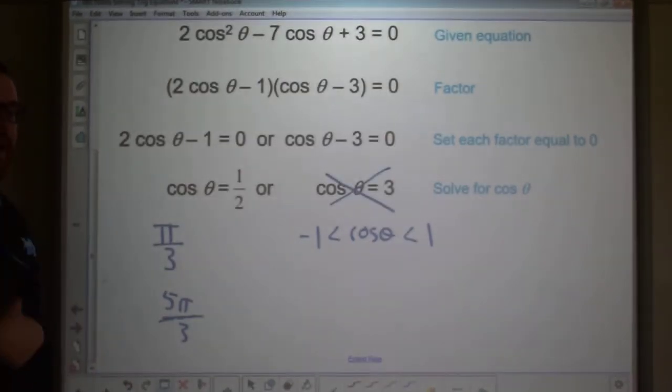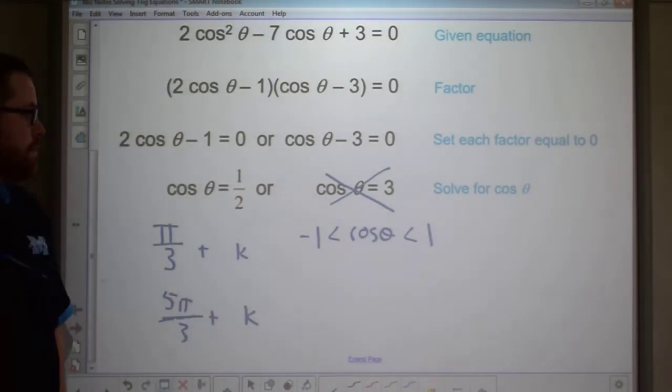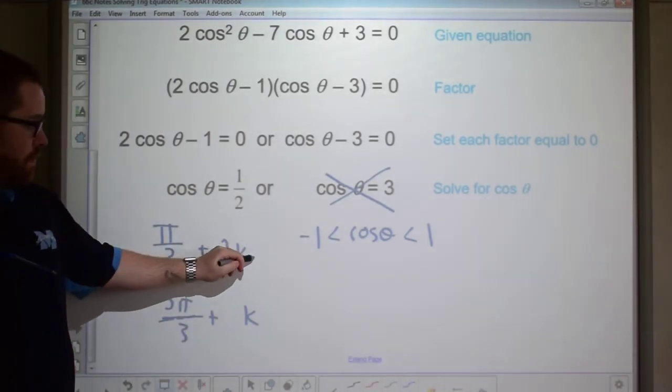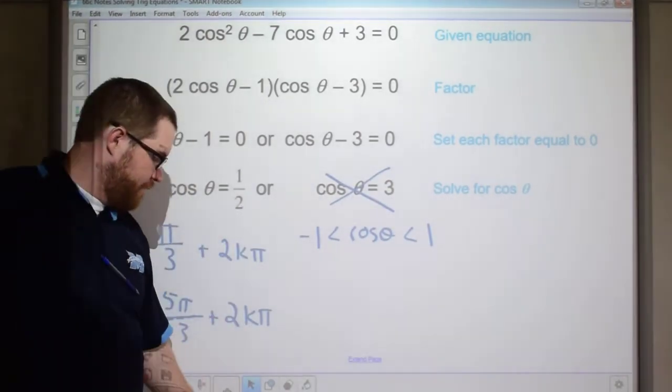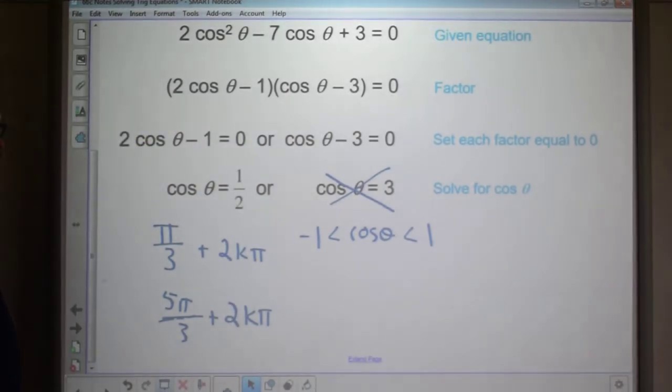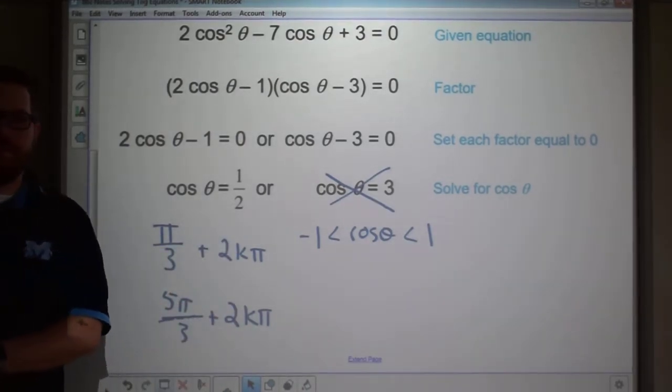I need all of the answers. So it's going to be plus k times something. Well, what's the period for cosine? 2 pi. So that's why I have two answers. There's two places on the unit circle where the cosine of theta is 1/2, and plus all the repeats of it.